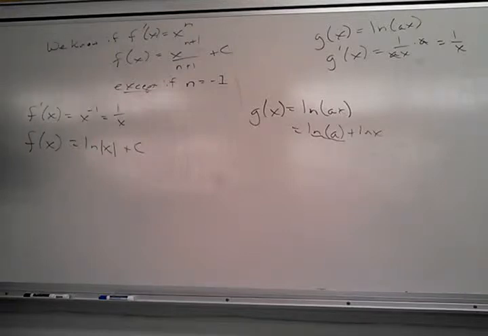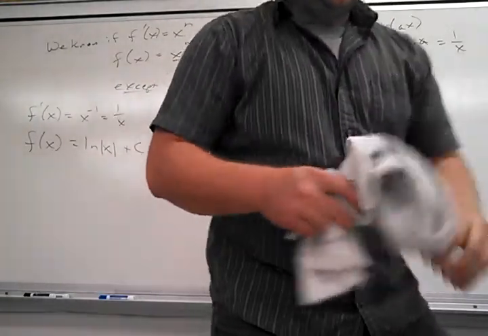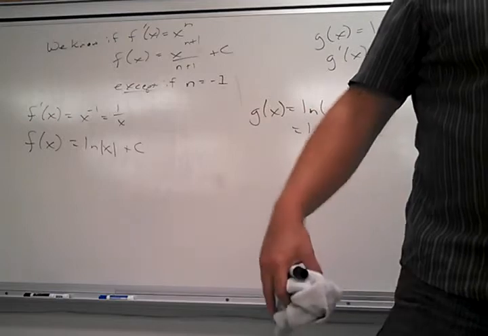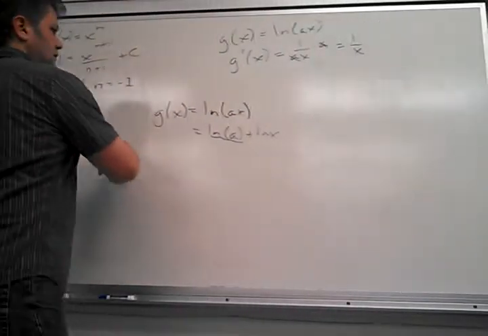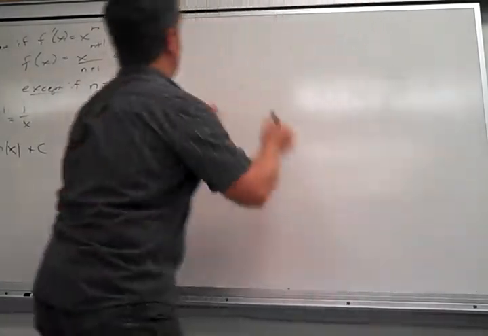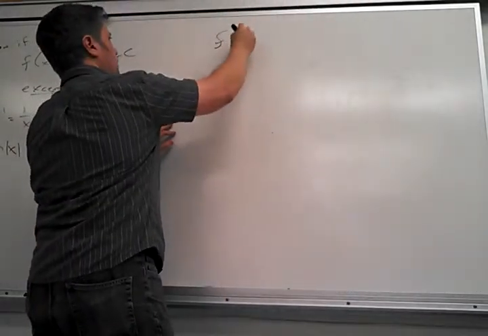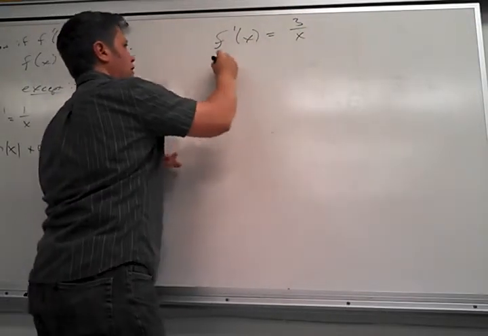So let's do a concrete example. Not of that, but just of what we're learning. Oh, a concrete example. Pretty concrete. Let me see. So if I had f prime of x equals 3 over x, what would f of x have to be?